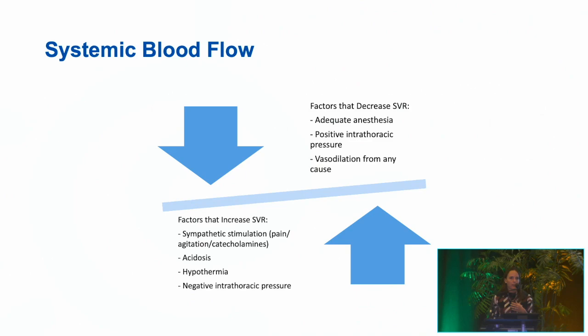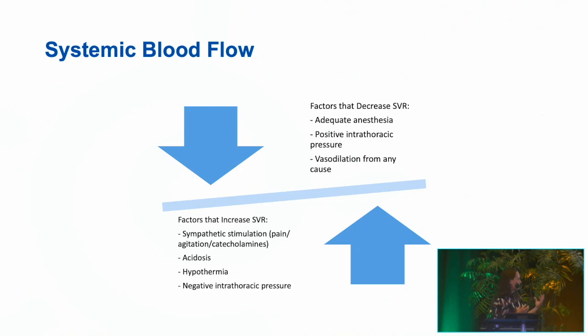And in my land, we do things to really manipulate the systemic blood flow by just changing things in anesthesia. So if I want to decrease SVR in anesthesia, what do we do? We make sure of factors that decrease SVR: adequate anesthesia, positive intrathoracic pressure, vasodilation from any cause. So if I am having one of these patients that I'm struggling with SVR, I'm really looking at those factors.